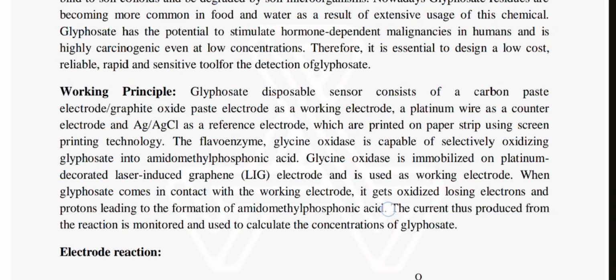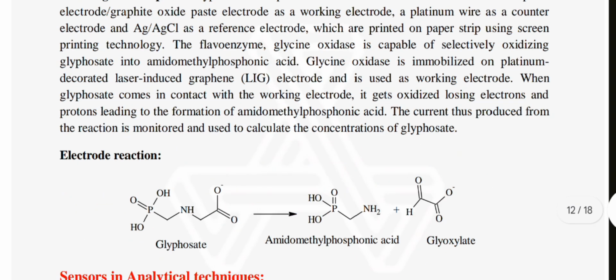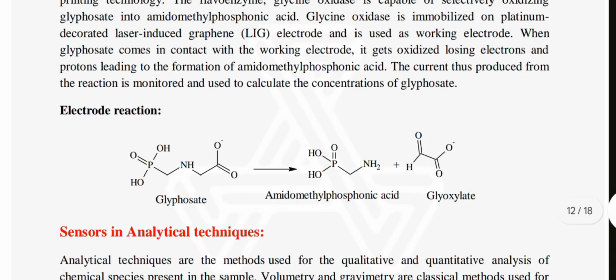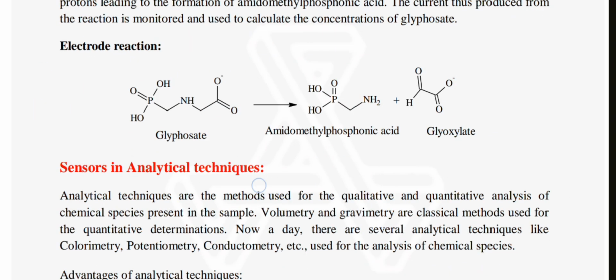When glyphosate comes in contact with the working electrode, it gets oxidized, losing electrons and protons, leading to the formation of aminomethylphosphonic acid. The current thus produced from the reaction is monitored and used to calculate the concentration of glyphosate. Electrode reaction: glyphosate, aminomethylphosphonic acid, then glyoxylate.